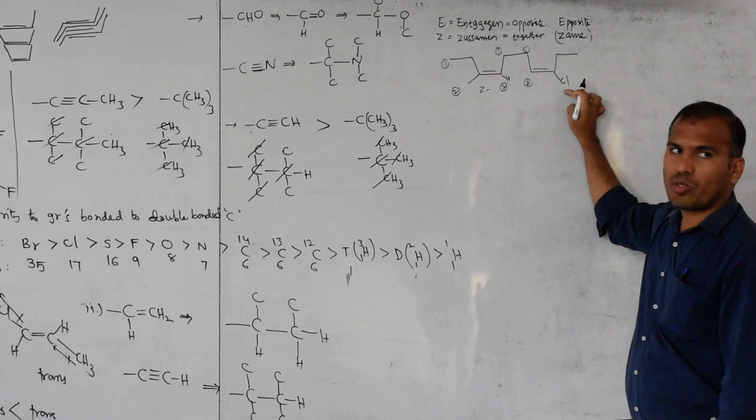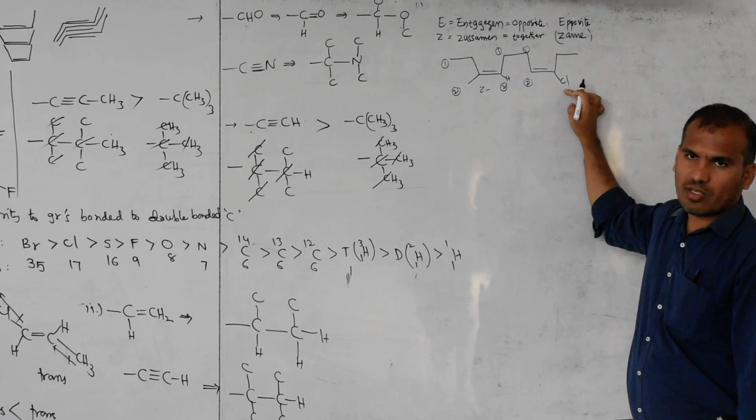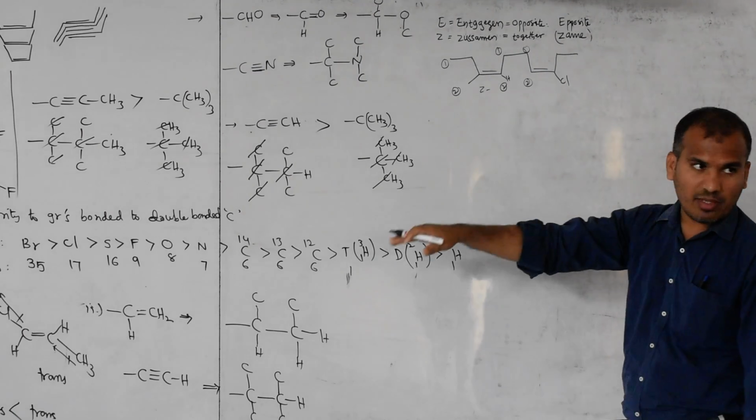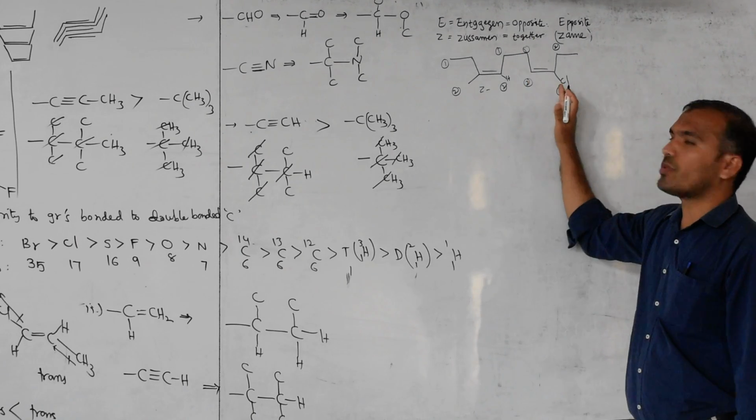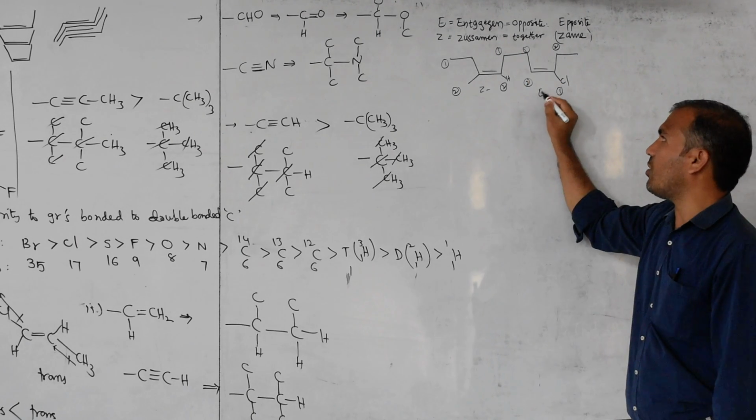Here carbon, here chlorine. This is which form? Which is first priority? Chlorine is first priority, because atomic number 17. This is 1. This is second. Now first priority groups are opposite. Then it is which one? Opposite. E form.